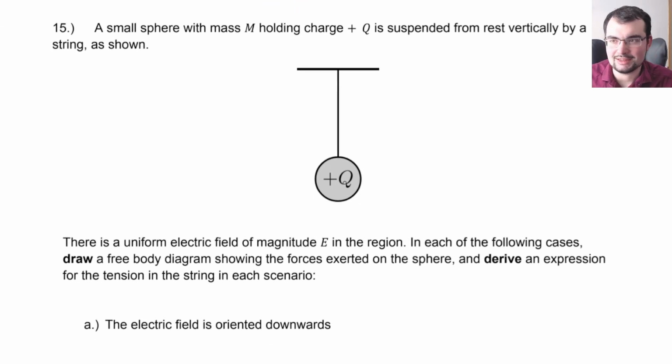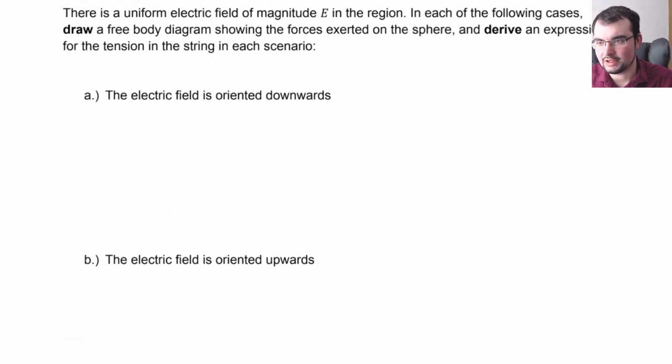Now I got some force balancing. A small sphere has mass big M and charge plus Q. It's suspended from rest by a string. There's a uniform field E in this region. We want to find the tension in the string for these different orientations of E.